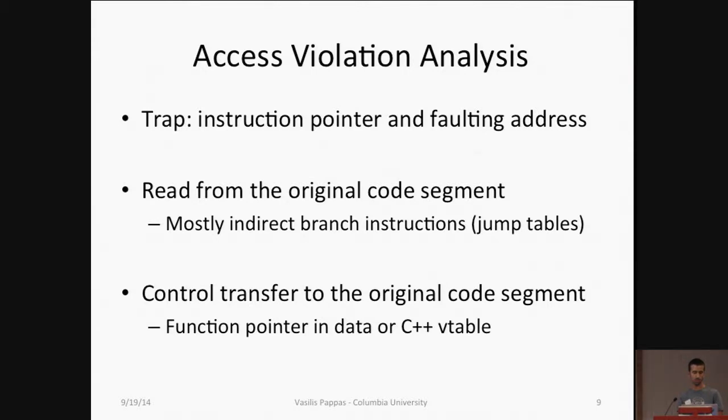The second case, where the instruction pointer and the faulting address are the same, means that control was transferred to a piece of memory that is not allowed to execute any memory. And again, in our case, this corresponds to control transfers to the original code segment, which is mostly due to function pointers that have absolute addresses.